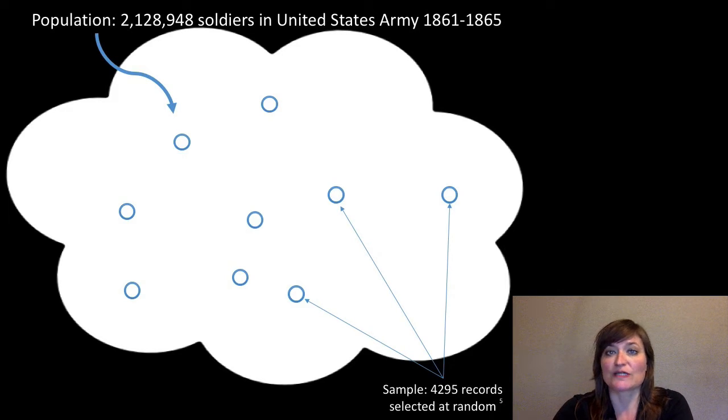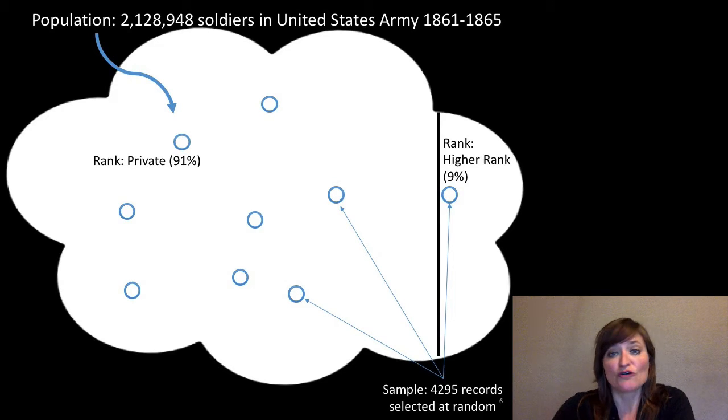So for example, we can take that population and then start splitting it into meaningful subgroups. For example, we could split that by rank. We know that approximately 91% of that population were in the lowest rank, the rank of private, and approximately 9% were all the other higher ranks. Now, our simple random sample should show pretty much the same pattern, that 91% of the sample are private and about 9% are higher rank.